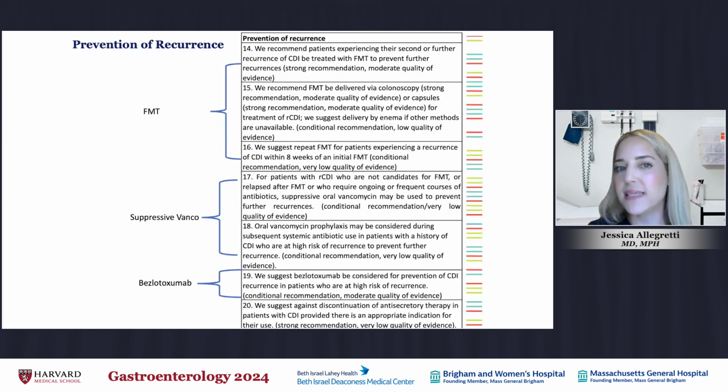So again, from the ACG guidelines, there are 3 prevention strategies that are really outlined: FMT, which we'll discuss further, bezlotoxumab, and suppressive vancomycin. So suppressive vancomycin certainly could be used for a population that is not eligible for an FMT, maybe depending on their goals of care, patients who are comfort measures, patients who get a lot of recurrent antibiotic courses. Tapering down to a daily or every other day single dose of vancomycin actually can be quite effective to suppress further recurrences.